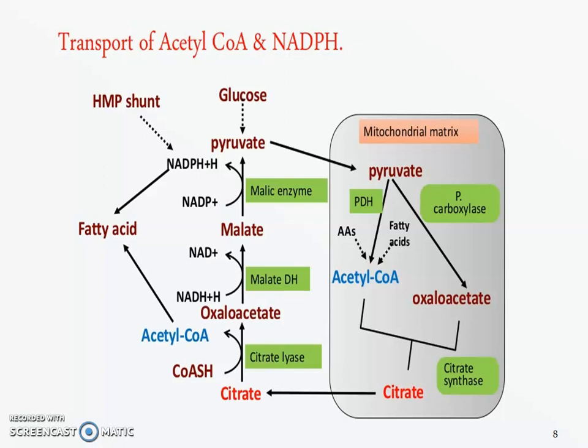where it is cleaved by the citrate lyase to liberate acetyl CoA and oxaloacetate. So oxaloacetate in the cytosol is converted to malate, and the main source of NADPH for fatty acid biosynthesis is the HMP shunt. The malic enzyme converts malate to pyruvate. NADPH and CO2 are generated in this reaction. Both of them are utilized for fatty acid synthesis.